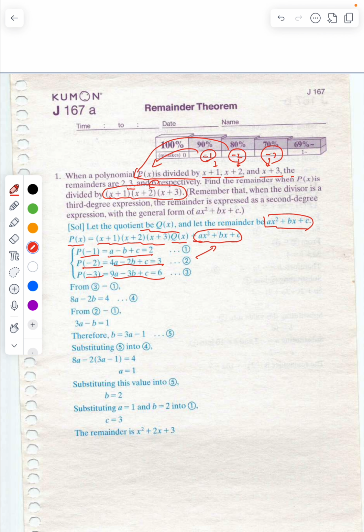How do you solve for that? First, you use 3 minus the 1, right? Now you only have A, B, C, and your job is just to find out what A, B, C is. You can use number 3 minus number 1, getting rid of the C. That's why you get the 8A minus 2B.